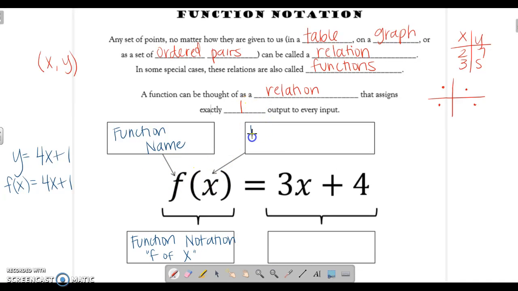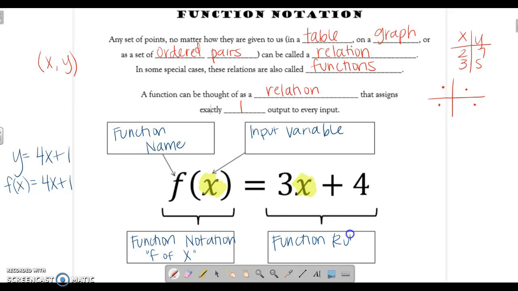x over here, this is the input variable. And it's important to recognize that this input variable that we have right here, this x, is the same variable as what you have over here on the other side. Okay, so those should always match. So if this were a w, then over here this should be a w. And then the last thing is over here on the right side, this is what we call the function rule.